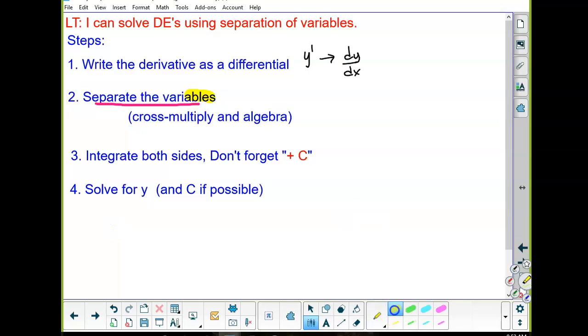How do we separate variables? You have to separate the x's from the y's. So the x's belong with the dx's, the y's belong with the dy's. And most of the time, it's some form of algebra. Multiply or divide to move it over to the other side. Every once in a while, we might have to cross multiply. But technically, those are the same thing.